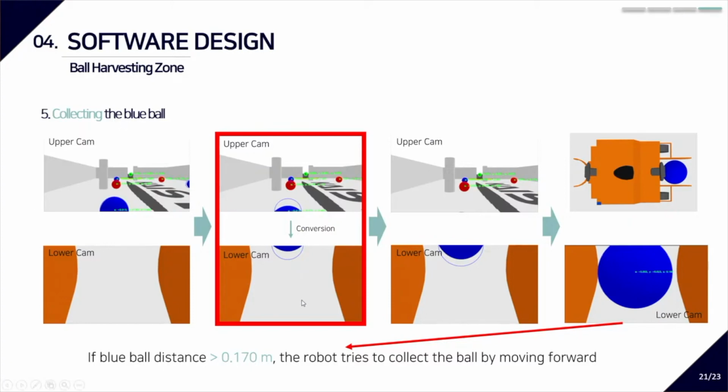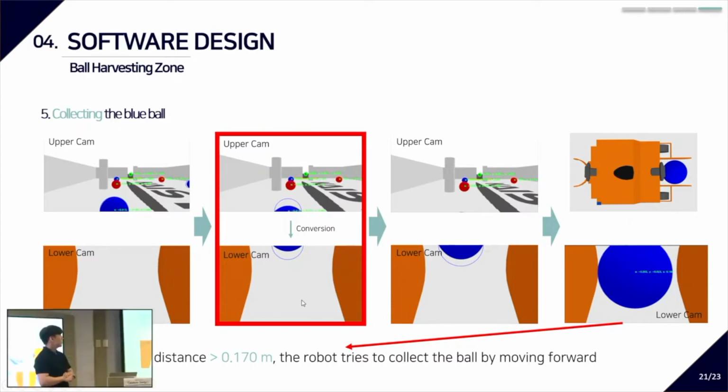After the alignment and approaching is done, the view is like this. If the upper cam detects the blue ball and the lower cam detects the blue ball, there is a conversion from the upper cam to the lower cam. So if the blue ball disappears from the upper cam and appears in the lower cam, we use the lower cam data to collect the balls like this. This is the threshold value that we set. If the ball is above 0.170 meters, the robot keeps going forward to collect the ball safely.